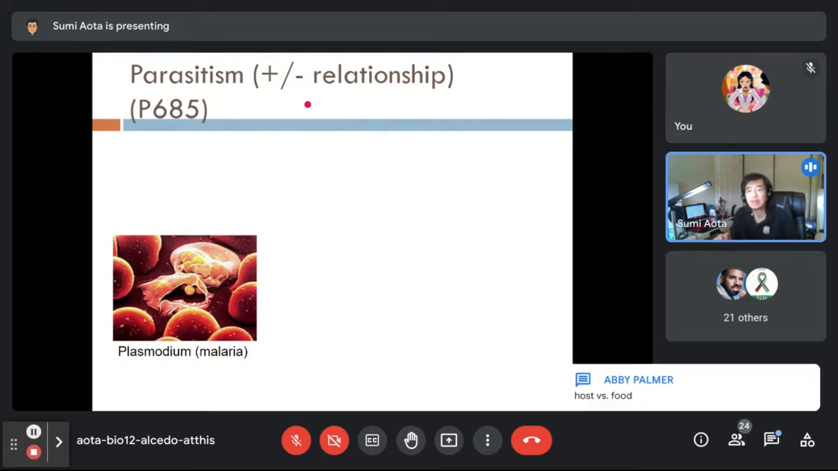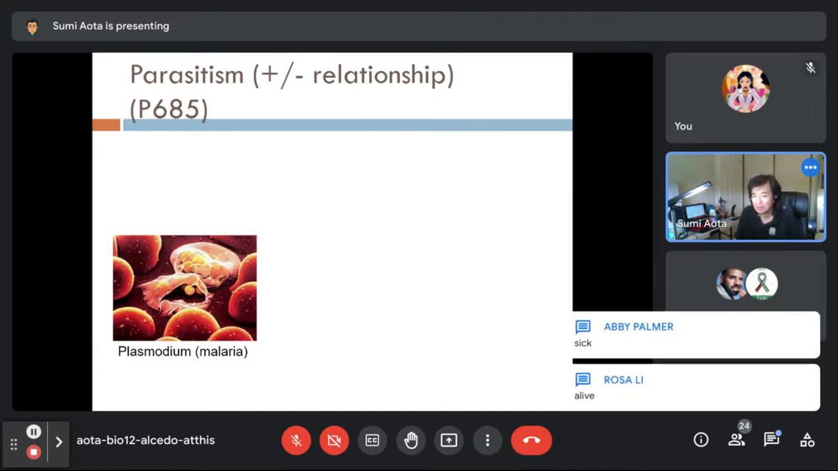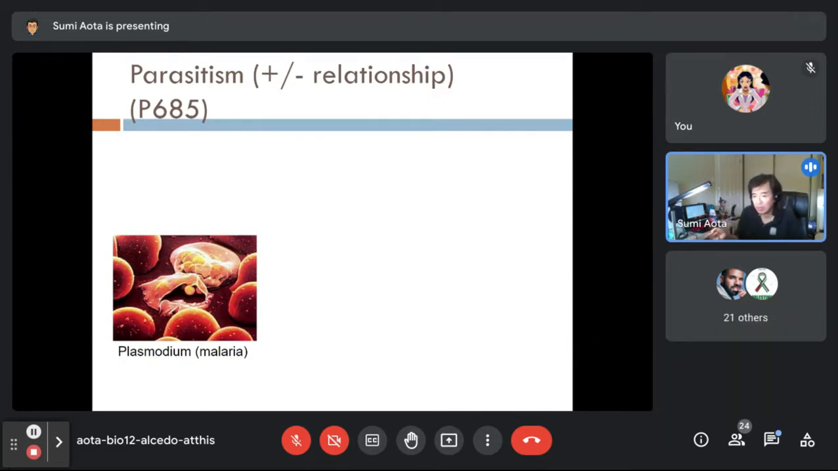Okay. In a predator prey, what state does the prey end up in? Dead. But in a good parasite, what state does the host end up as? Dead or alive? Alive, right? A bad parasite is one that kills its host, because if the host dies, so does the parasite.